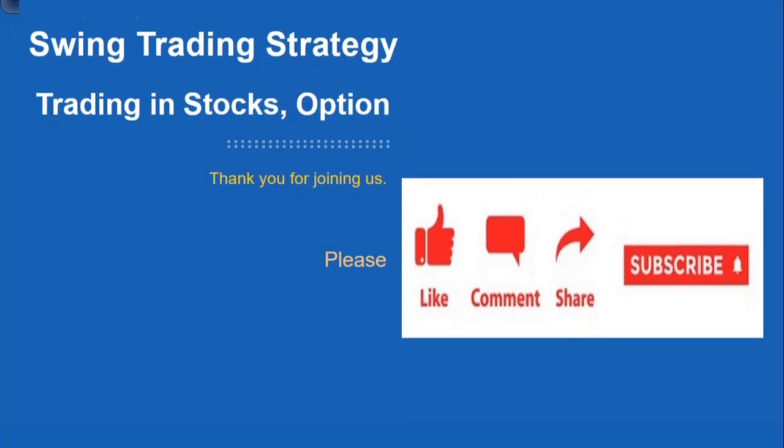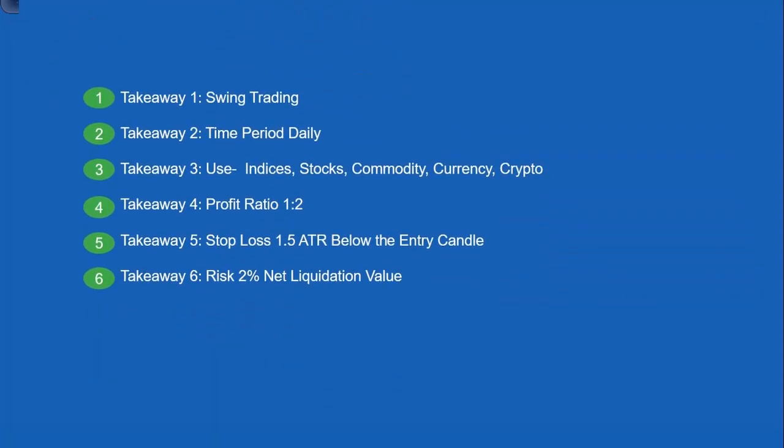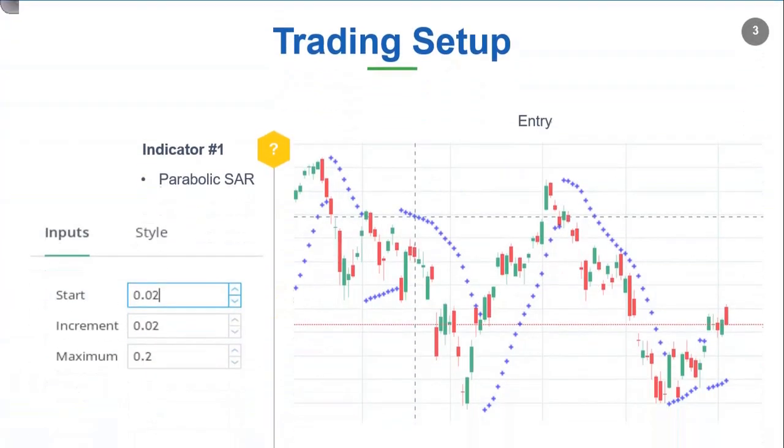Alright, so first let me show you some takeaways. This is a swing trading strategy, and basically I use the daily time period, and I use indices, stocks, commodity, currency, and crypto also. And the profit ratio is 1:2, and I use stop loss 1.5 ATR below my entry candle, and the risk is 2% of net liquidation value or capital.